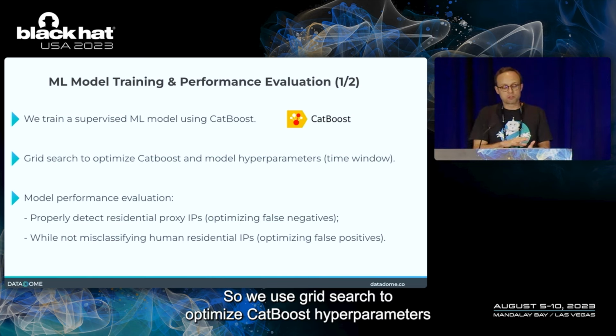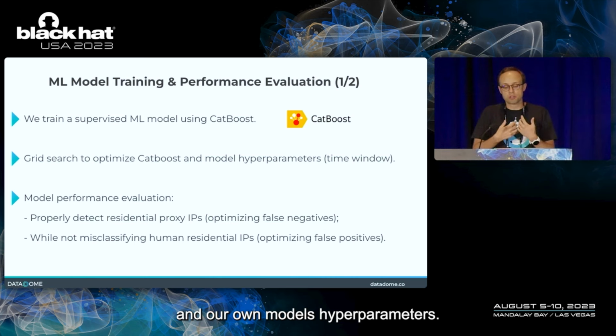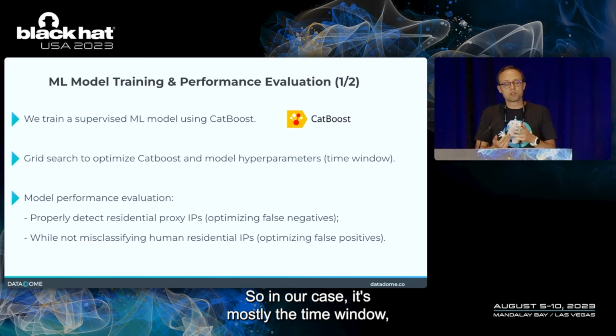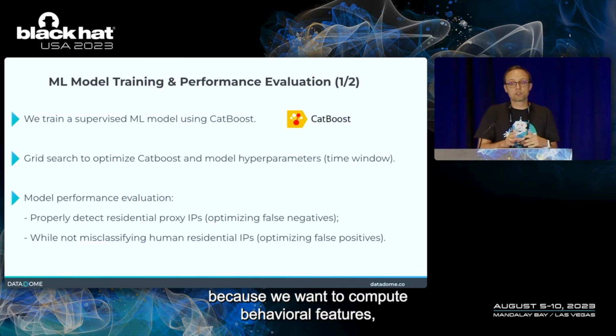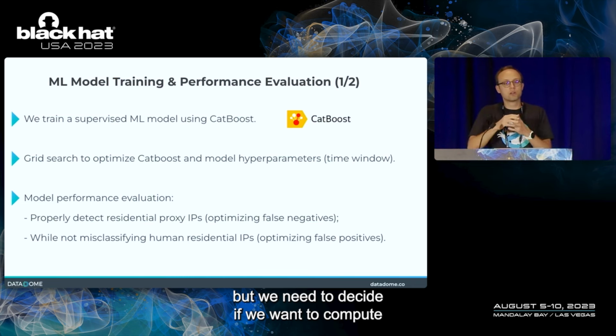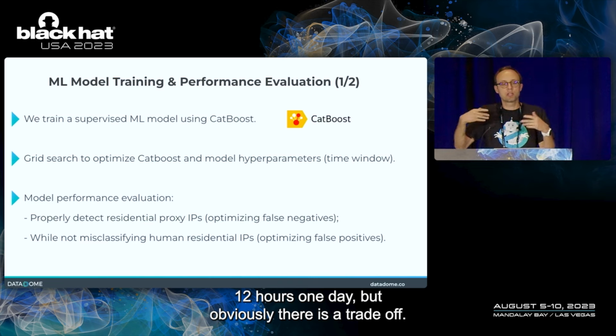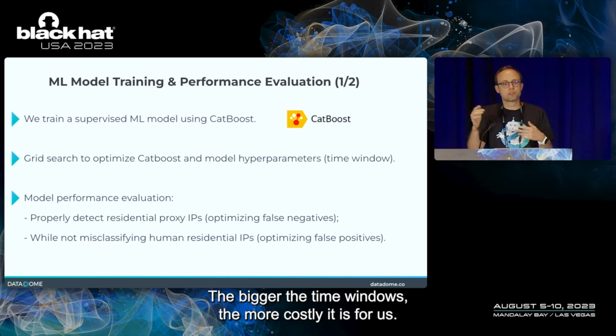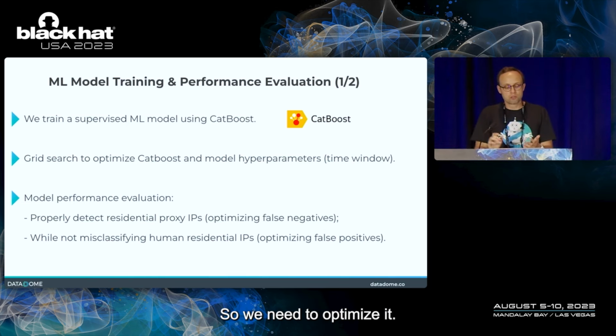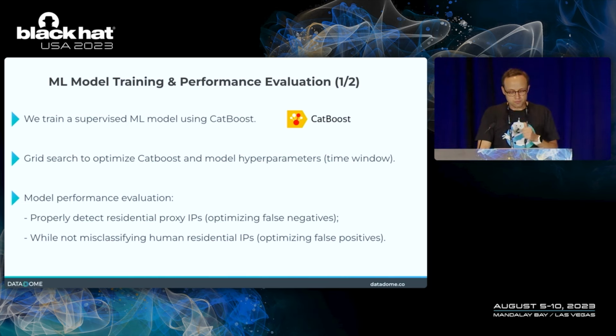We use grid search to optimize CatBoost hyperparameters and our own model's hyperparameters. In our case, it's mostly the time window, because we want to compute behavioral features, but we need to decide if we want to compute the number of requests over 8 hours, 12 hours, or 1 day. But obviously, there is a trade-off. The bigger the time window, the more costly it is for us, so we need to optimize it.